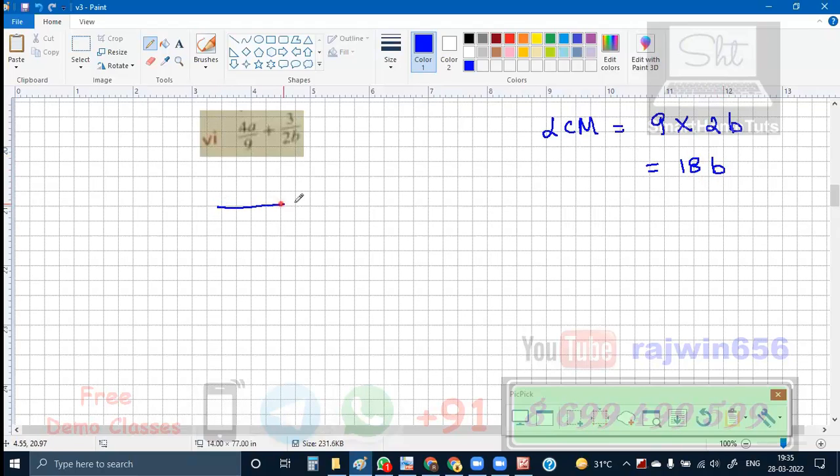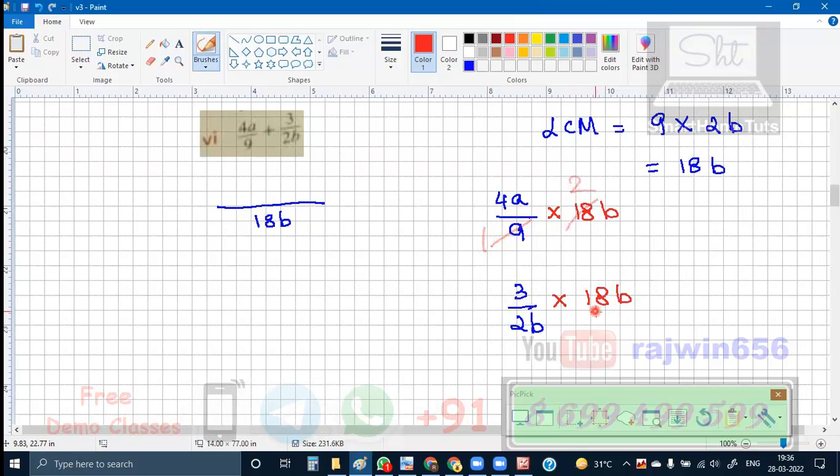So I'm going to write both the terms over here, 4a upon 9, and the second part of the expression is 3 upon 2b. Both of these terms I'm going to multiply by the LCM, which is 18b. Now you see what is getting cancelled. 9 2s are 18, so this is going to get cancelled.